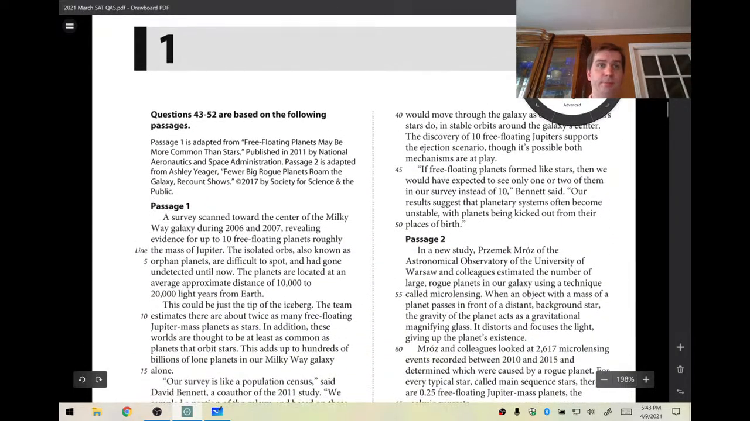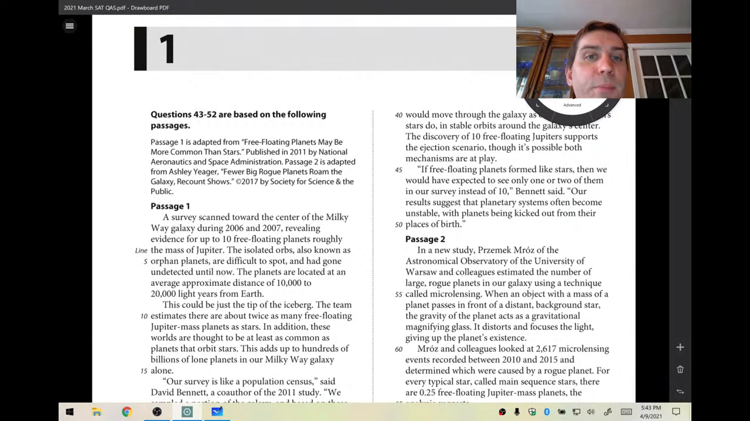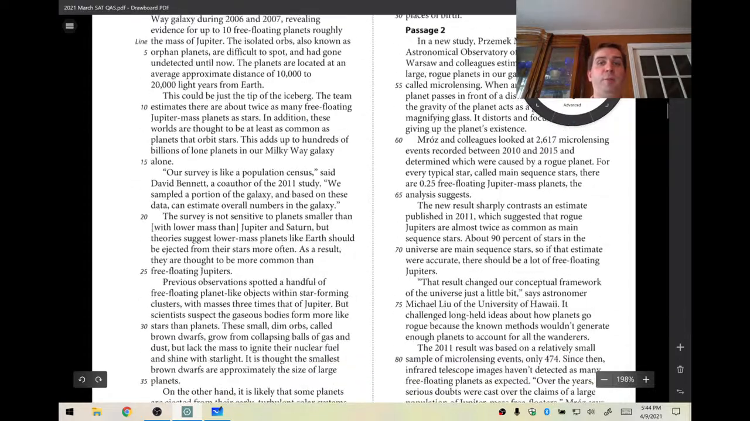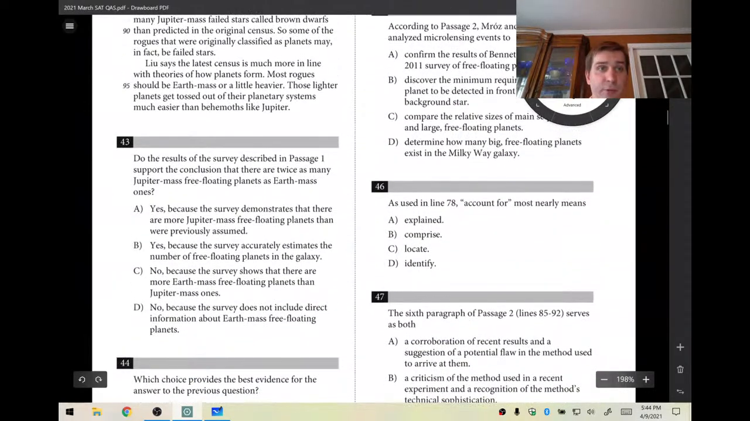Last passage. Here we go. Oh, it's a pair of passages. All right, here's our final pair of passages on a similar theme. The first passage is adapted from Free-Floating Planets May Be More Common Than Stars, published in 2011 by National Aeronautics and Space Administration. Passage 2 is adapted from Ashley Yeager, Few Big Rogue Planets Roam the Galaxy, Recount Shows, from 2017 by Society for Science and the Public. So we have a pair of passages. Let's dive into the first question.